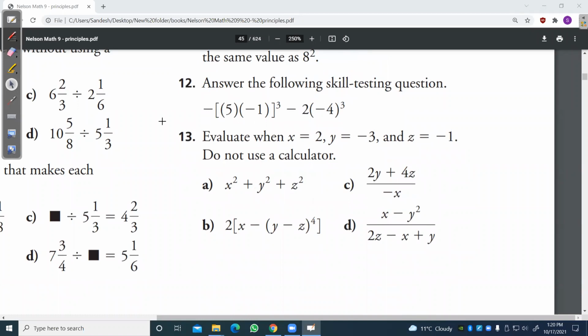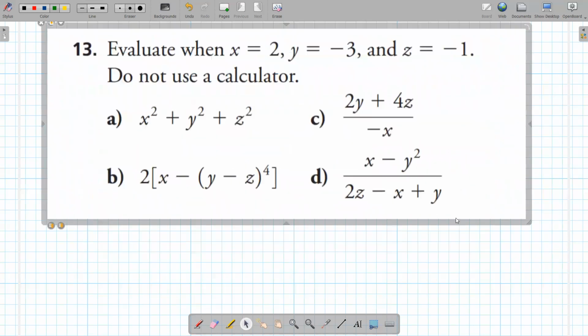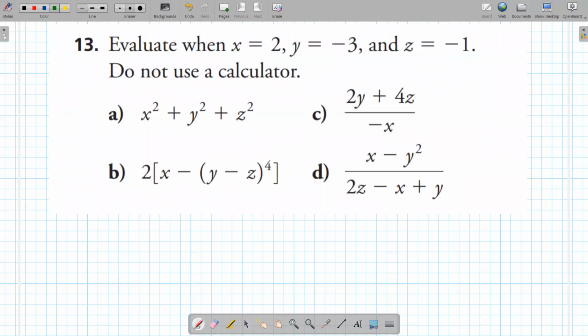Let's try doing this one. So this is also BEDMAS, but they've given you some wonky letters that you need to replace with X, Y, and Z. Here it says do not use a calculator though. Step 1, we're going to replace X, Y, and Z with their values, okay? So it's going to be 2 squared plus negative 3 squared plus negative 1 squared for the first one.